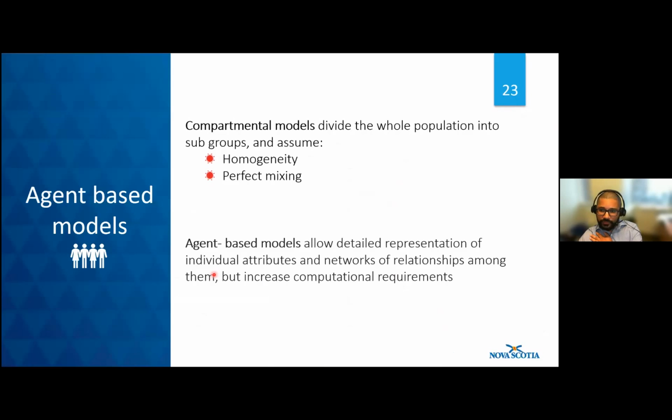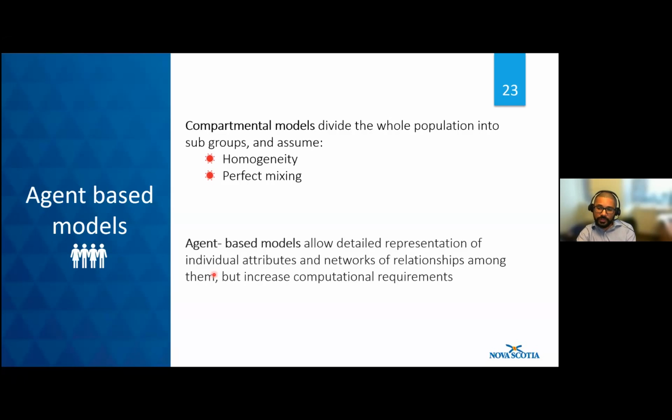I think we are running out of time, but let me quickly introduce another flexible version of system dynamic models, also known as agent-based models. In the previously discussed compartmental model, we divide the whole population into subgroups, assuming every individual behaves the same way. That's what we call the assumption of homogeneity. That model also assumes perfect mixing, which means anyone can get connected with anybody. These assumptions are not really true in practice.